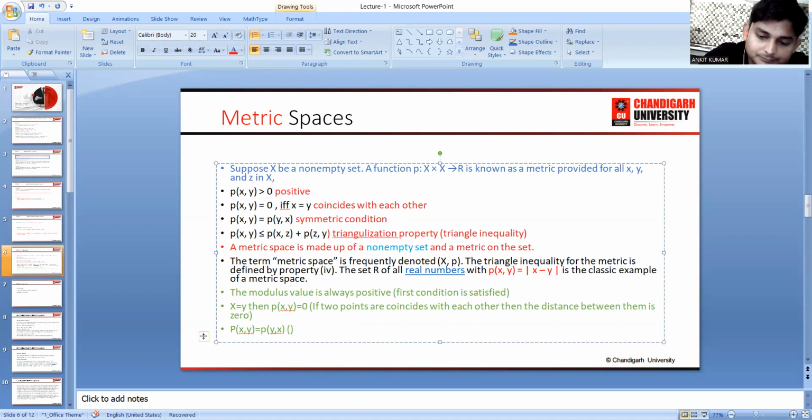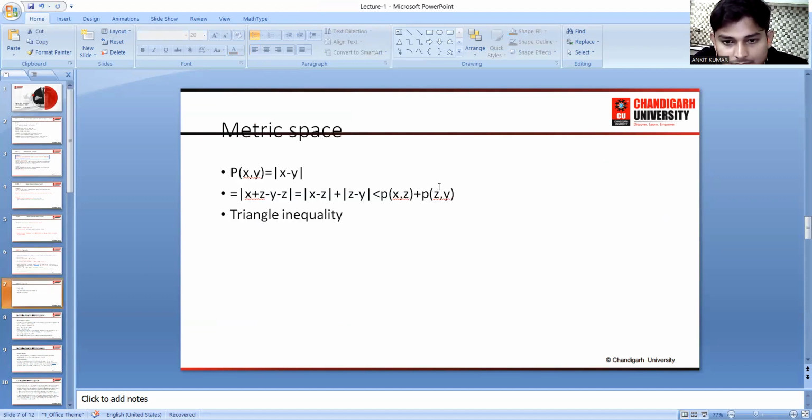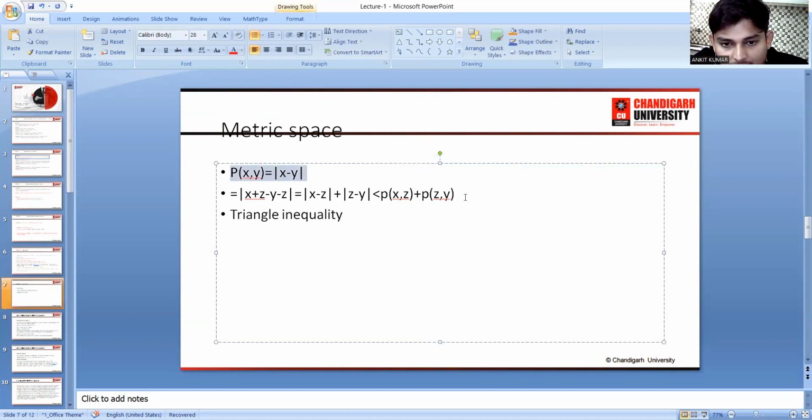This is symmetry. The distance p(x, y) is equal to p(y, x). If we change the terms here to p(y, x), then the function does not change, because the modulus value is always positive. p(x, y) is equal to the modulus of y minus x. This is the triangle inequality.